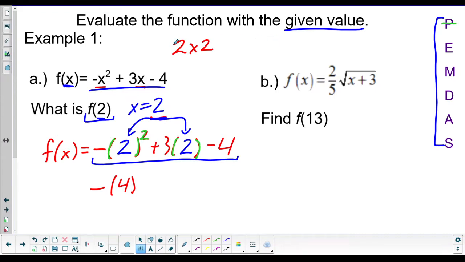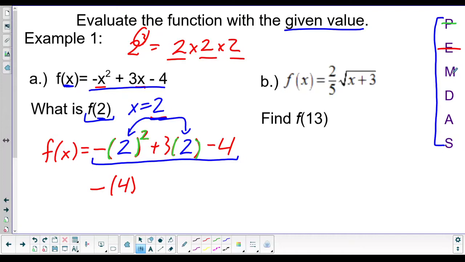If we had 2 to the 3rd power, that would mean take this number and multiply it to itself 3 times. So it would be 2 times 2 times 2. The exponent tells us how many of that number we're multiplying together. All right. That's the only exponent we had, so we can cross that off.